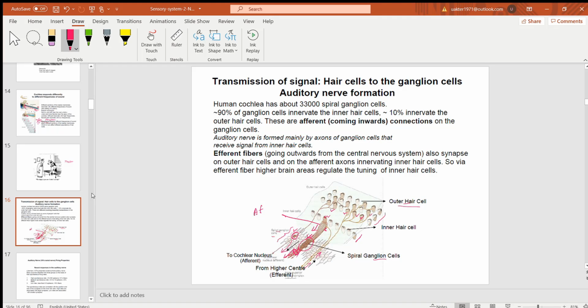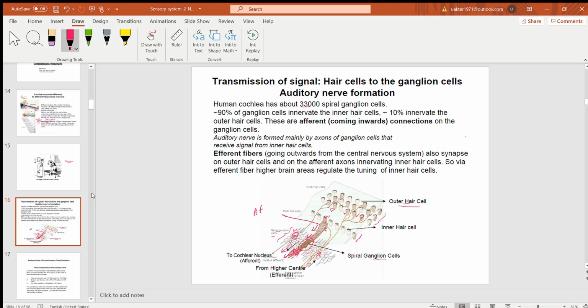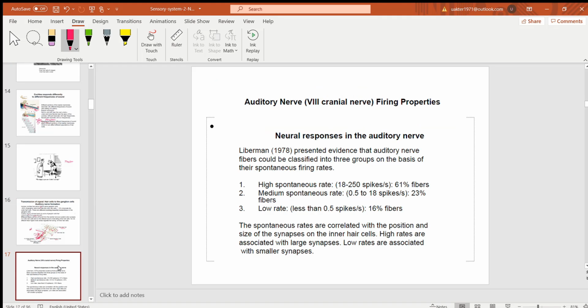The human cochlea has about 33,000 spiral ganglion cells, and about 90% of ganglion cells innervate the inner hair cells that I mentioned, and about 10% innervate the outer hair cells. Okay, the cochlear branch of the auditory nerve is formed by the axons of the ganglion cells, and mainly by the axons from the inner hair cells that I mentioned already. And now the fibers that take the signal to the cochlear nucleus, the cochlear nerve fibers.